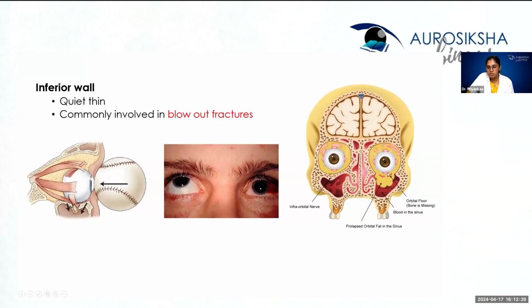As you can see in this picture, if there is a floor of the orbit fracture, the contents of the orbit will leak into the maxillary sinus. When the contents of the orbit come into the sinus, the muscles of the orbit will also get entrapped in the fractured site. So when you check the extraocular movements in this patient, this is the normal eye where he is able to look up, but this eye has an inferior orbital wall fracture, where the muscle is trapped, so the eyeball is not able to look up.